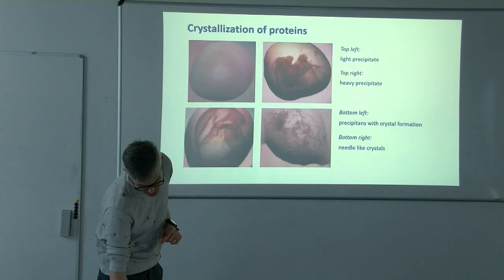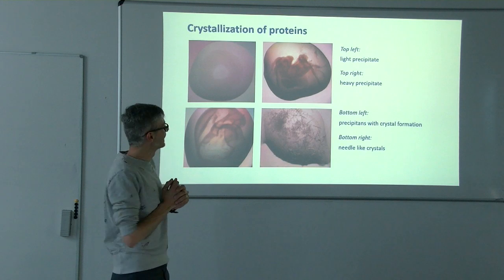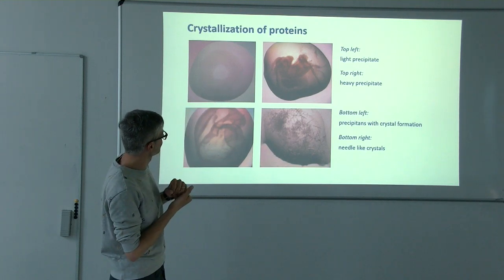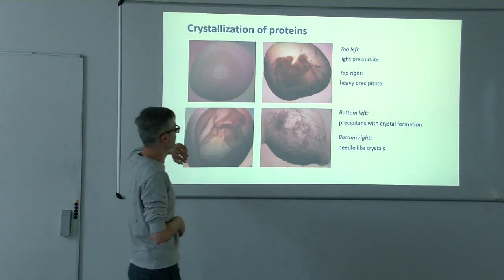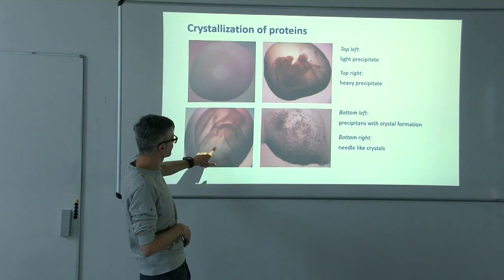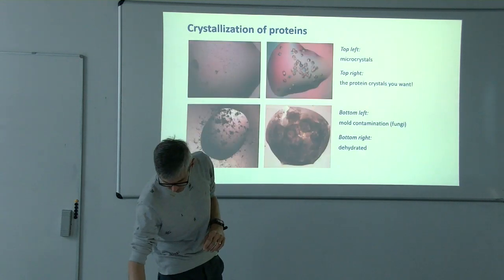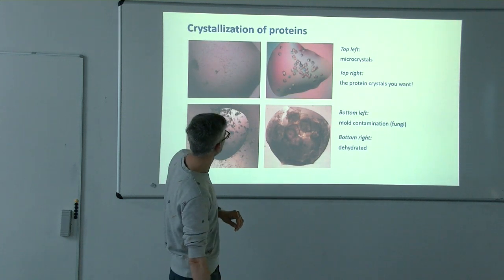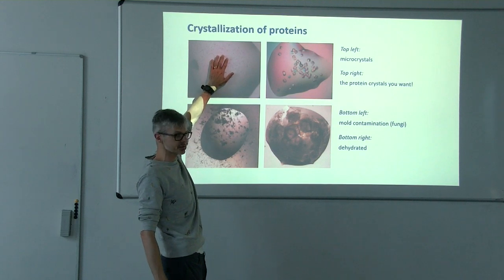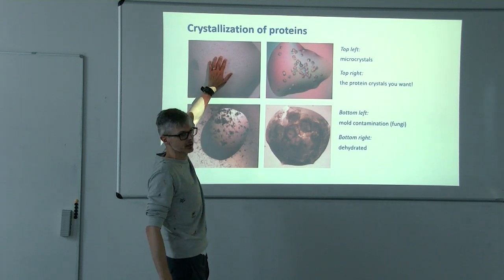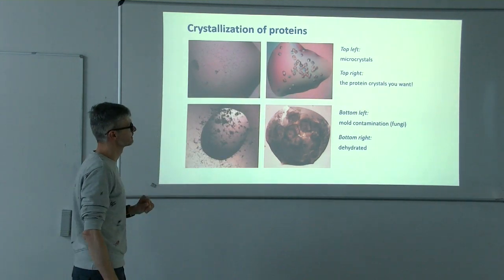And then of course you wait and you see if crystals grow or not, and these are some of the views that you can get. So this is light precipitants, heavy precipitants, not really what you want. Here you have a bit of crystal formation and precipitants forming. You can have needle-like crystals, but what you hope to get is more or less something like this. If you are here, you have microcrystals, so you are very close. And then of course you try to get these type of crystals.